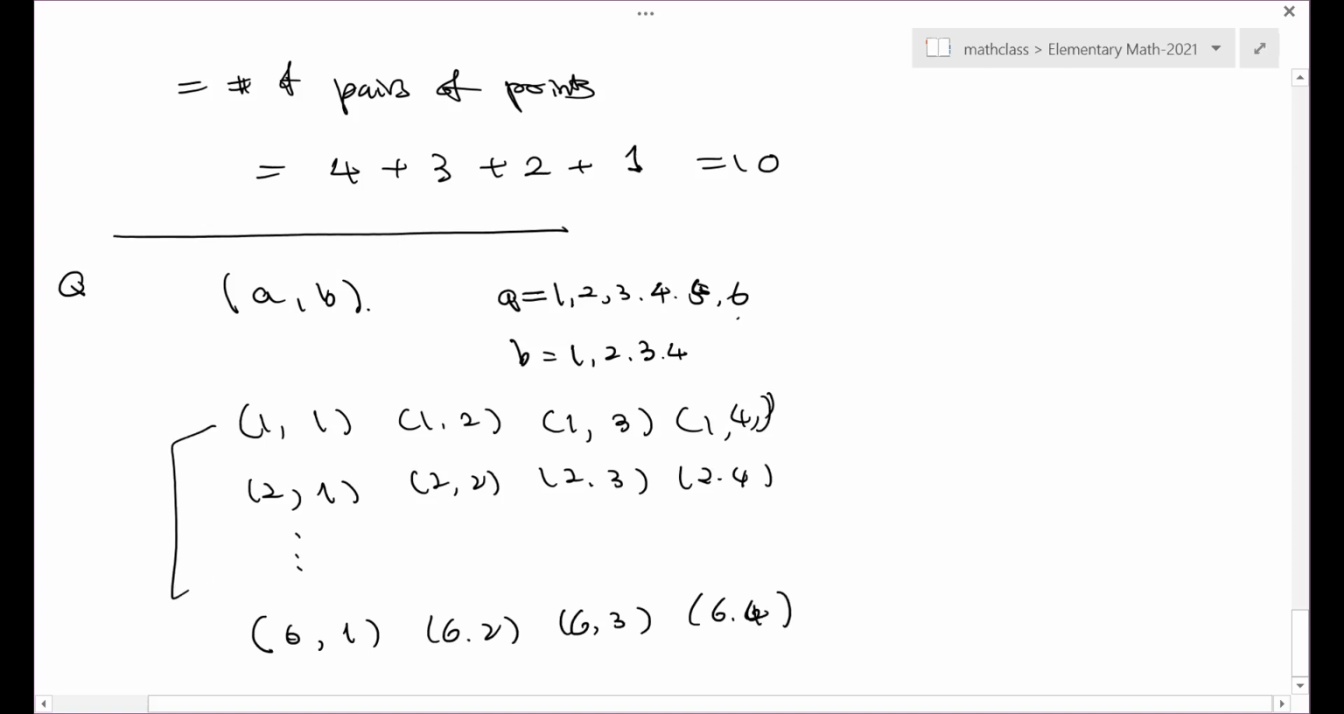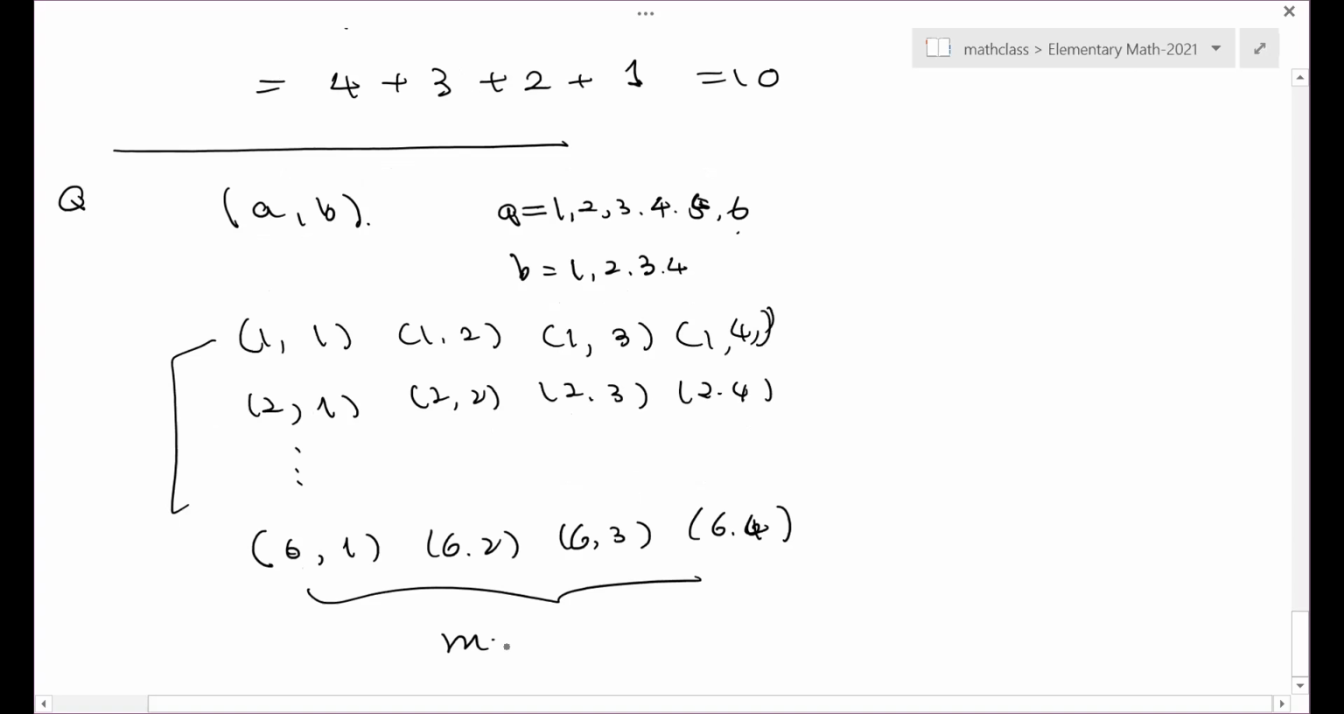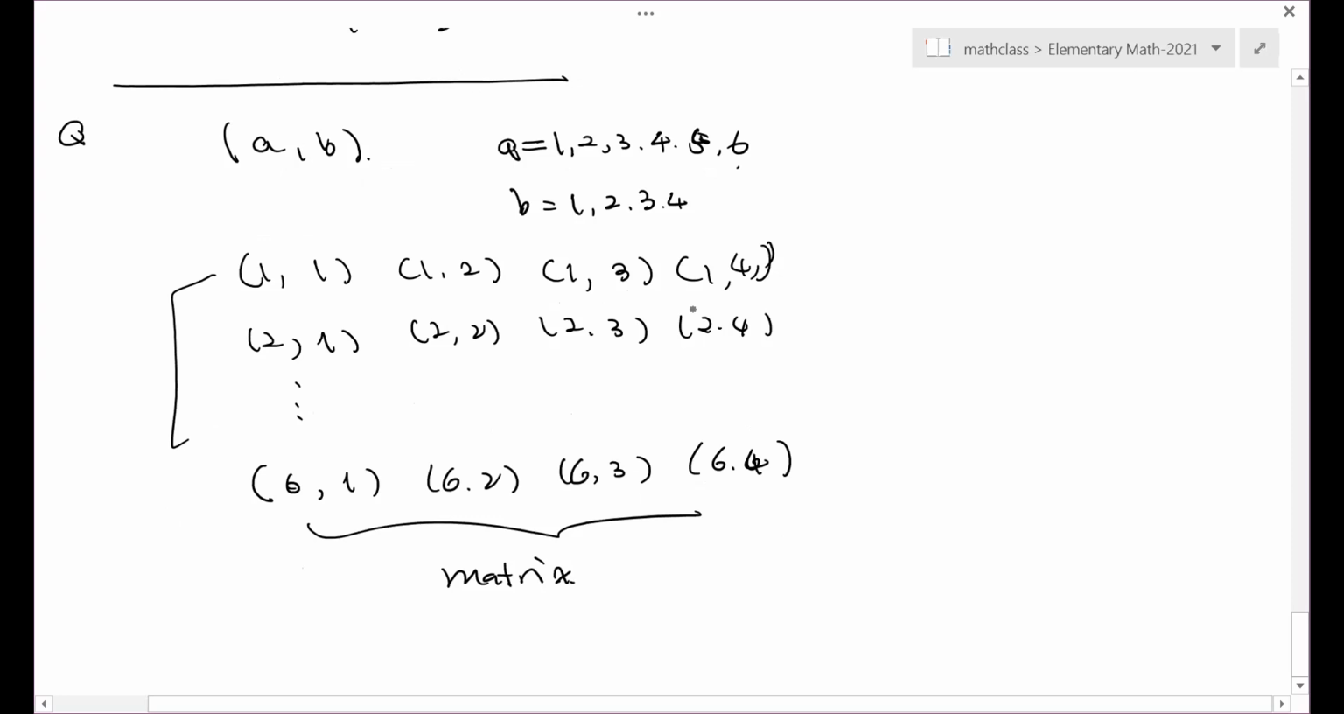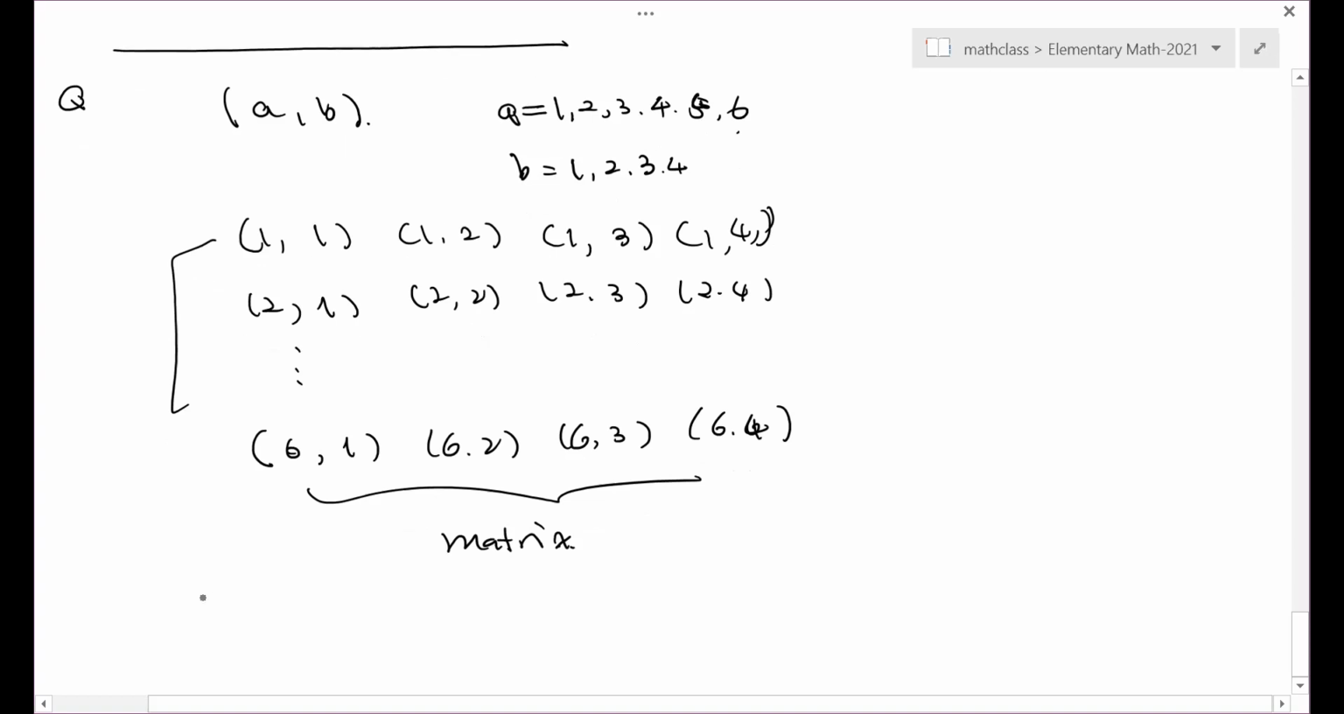And this is the so-called matrix in mathematics. Now, to count the total number of pairs of numbers, all you do is depend on how many rows and how many columns. There are 6 rows and 4 columns. So clearly, they are 6 times 4, 4 columns, 6 rows. 24. There are 24 there.